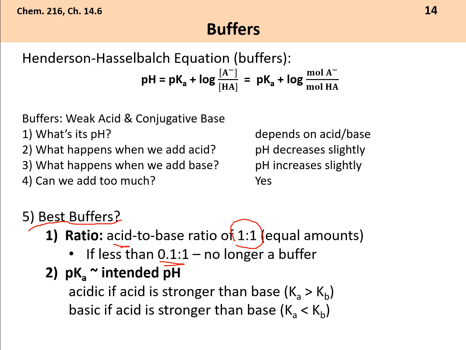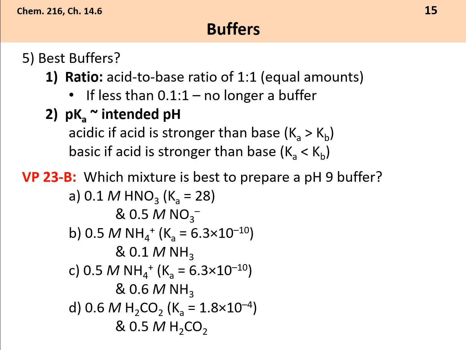The second thing we want in buffers is we want the pKa to be close to the pH. The reason being is, if I have a ratio of 1:1 here, then my pH would equal pKa, because log of 1 equals 0. So I want to choose as my weak acid something with a pKa close to the pH. Actually, let's have you guys figure out which of these will be the best buffer.